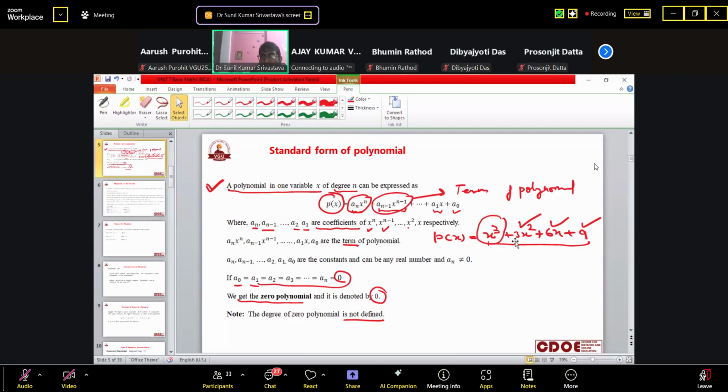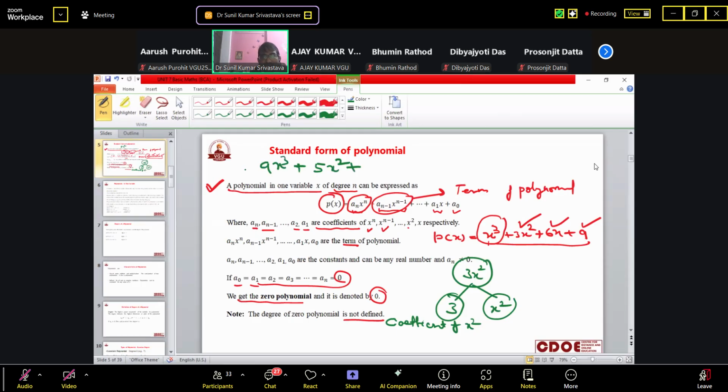In the expression we have written here, 3x square is a term of the polynomial, but it combines two parts. One is 3 and the other is x square. So x is the variable and 3 is known as the coefficient of x square. So if we ask you, what is the coefficient of x square in 5x square, what is the coefficient of x square in this expression?